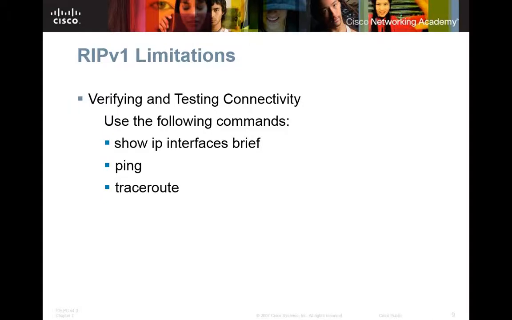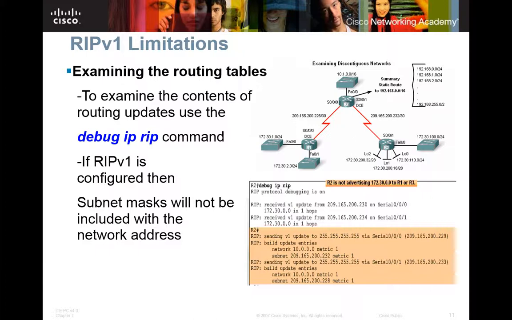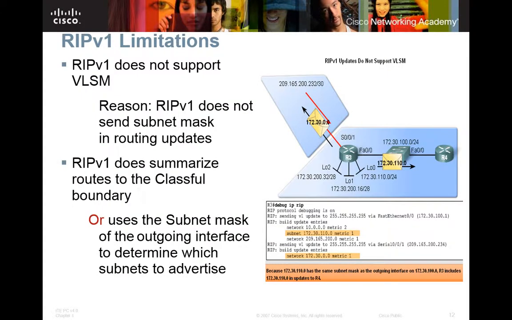With RIP1, you can't really use a lot of connectivity tests, such as IP interfaces brief, ping, and traceroute. Remember, RIP version 1's subnet masks are not sent in the updates. Why? Because everything's classful. If it has a 0, then it's assuming that that's the class. Debug IP RIP: like I told you earlier, don't do it unless you absolutely want a pain or if you need to troubleshoot something. RIP1 doesn't use VLSM. Why? Because it doesn't send subnet masks.